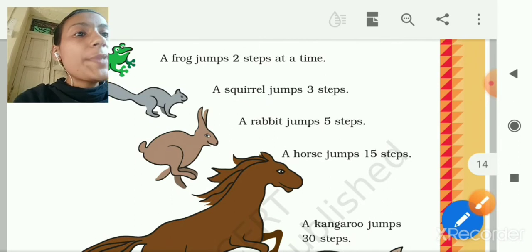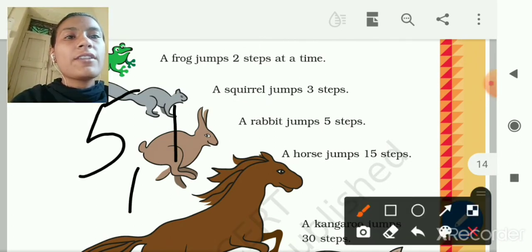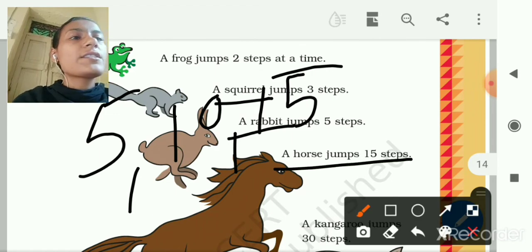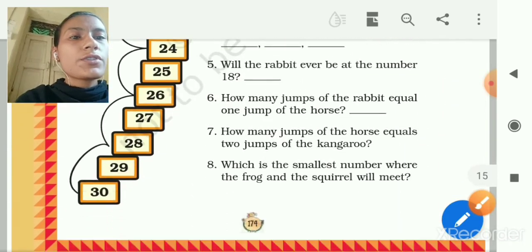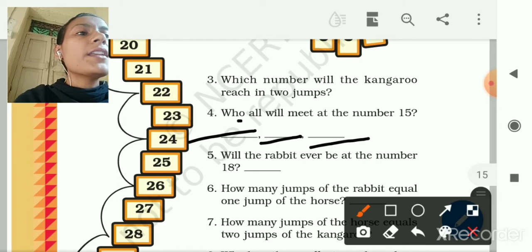Then a rabbit jumps 5 steps. So first jump on the 5, then second on 10 and third on 15. So squirrel, rabbit and a horse jumps 15 steps. So horse also. So you can write here rabbit, squirrel and horse will meet at the number 15.